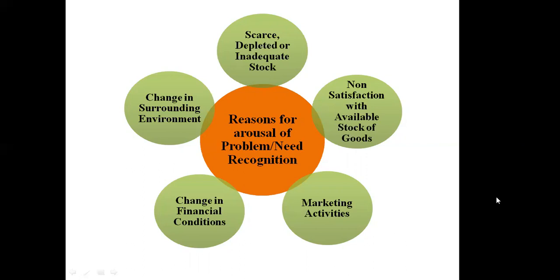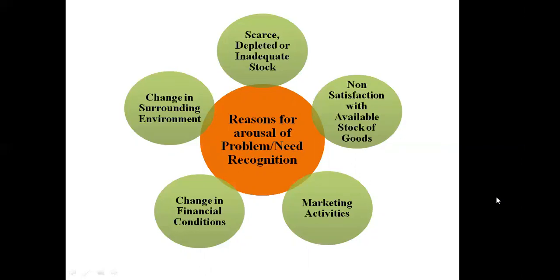Number two, non-satisfaction with available stock of goods. For example, when the consumer is not satisfied with his keypad mobile, the need to buy a smartphone arises. Third is marketing activities. These are carried out by the marketers to create a demand for their particular products. We are often carried away by various promotional techniques. For example, if there is a promotion regarding a heavy sale on apparel, we end up buying excess stock.